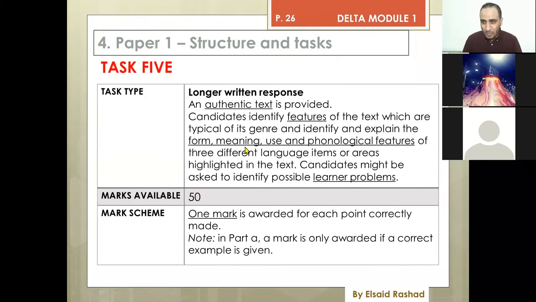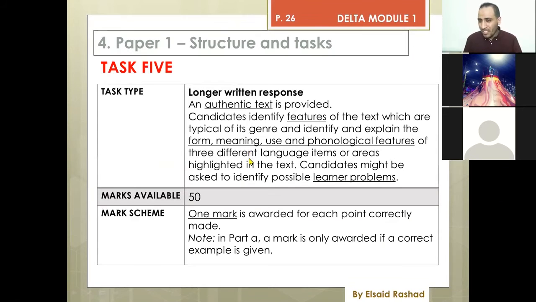They give you 3 items, B, C, and D. One of them is divided into 1 and 2. So B is just 1, analyze the form, comment on the form. B is 1 and 2. 1 is comment on the use, 2 is comment on the phonological features. They give you a sentence, and then you need to get the phonological features of the words in the sentence, like catenation, assimilation, elision. All right.